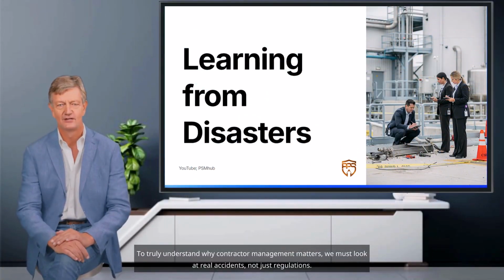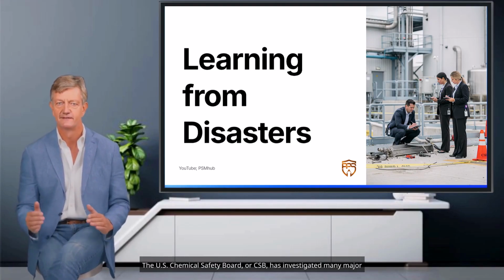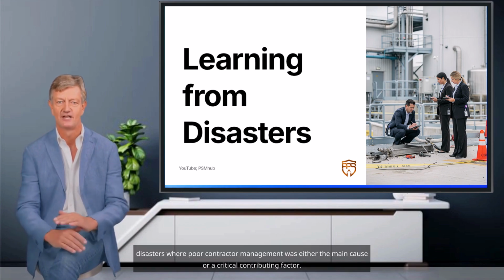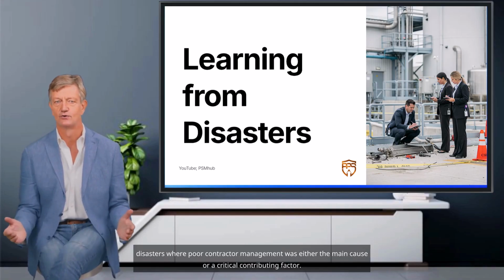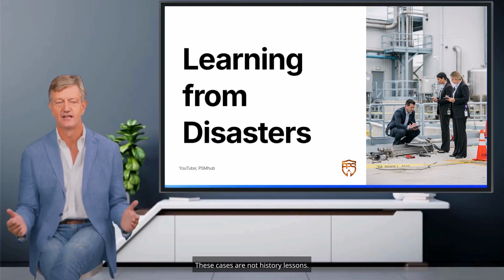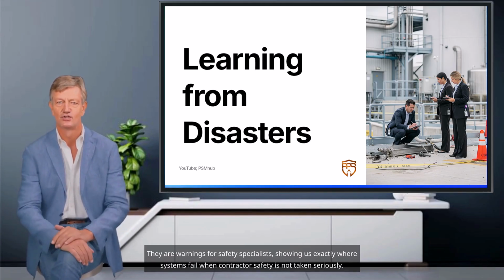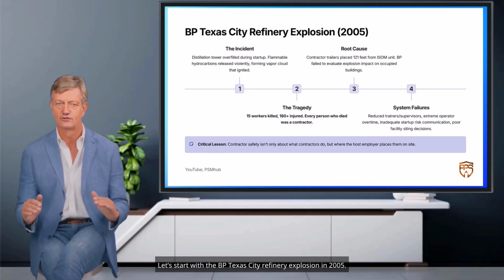To truly understand why contractor management matters, we must look at real accidents, not just regulations. The U.S. Chemical Safety Board, or CSB, has investigated many major disasters where poor contractor management was either the main cause or a critical contributing factor. These cases are not history lessons. They are warnings for safety specialists, showing us exactly where systems fail when contractor safety is not taken seriously. Let's start with the BP Texas City refinery explosion in 2005.